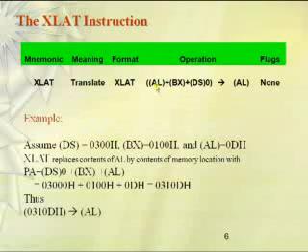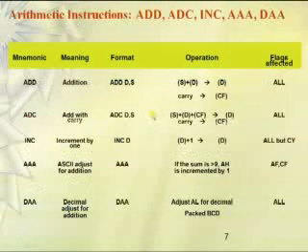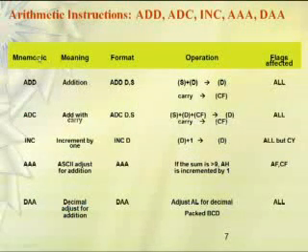Okay, now whatever the address that is pointed to by this physical address location will be copied into the AL register, and none of the flags are going to be affected. Now we have arithmetic instructions: ADD, ADC, INC, AAA and DAA.